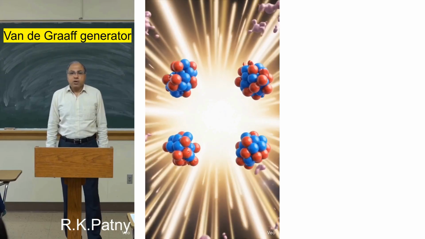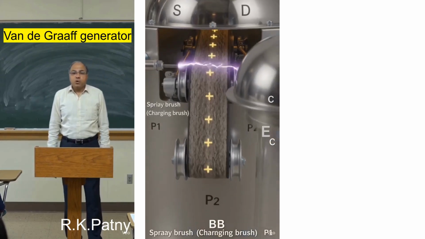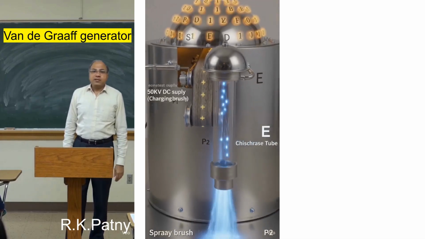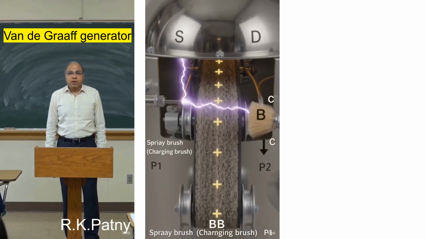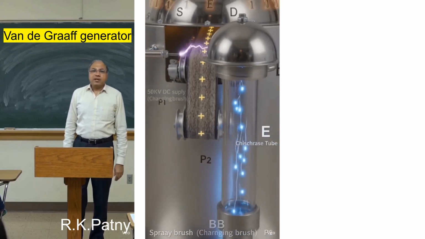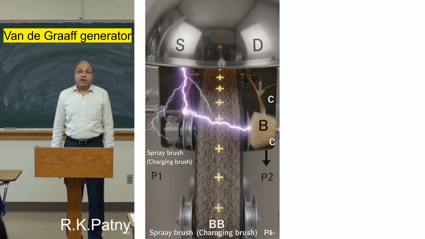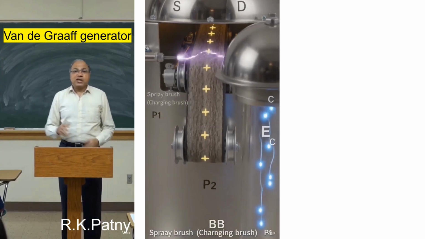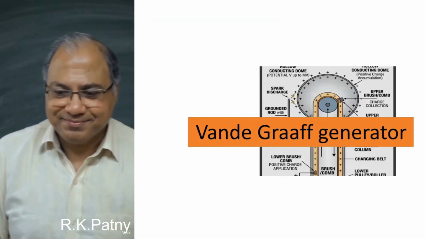One more important thing, the heart of the Van de Graaff generator is the particle accelerator, which is also called the discharge tube. So I am going to talk about the working of the discharge tube and how particles get accelerated inside this particle accelerator. So let's start today's topic, that is the Van de Graaff generator.